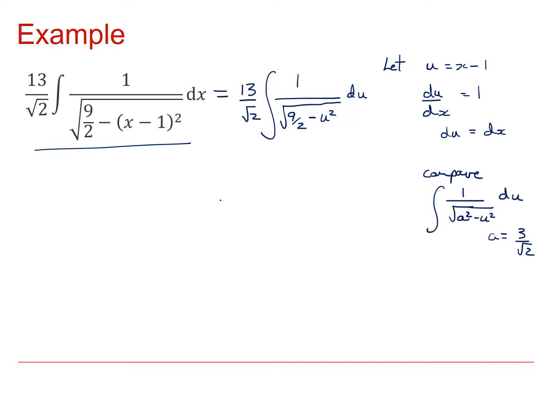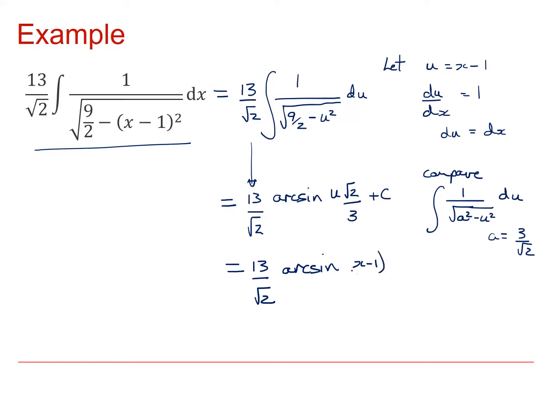So I can quote the result. I'm going to get 13 over root 2, carrying that through, and then I'm going to get arc sine u over a. Well, u over a is going to be u root 2 over 3, and I'm going to get plus some kind of constant. And now I need to substitute back in. I know that u is equal to x minus 1, so I can pull it back into here to give me 13 over root 2 arc sine x minus 1 times root 2 over 3 plus a constant.